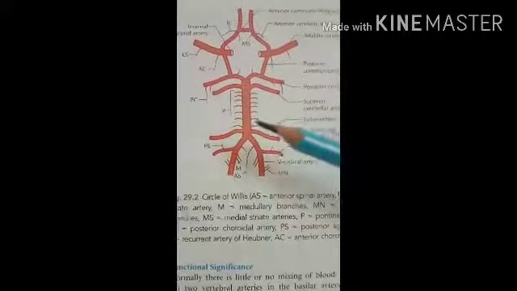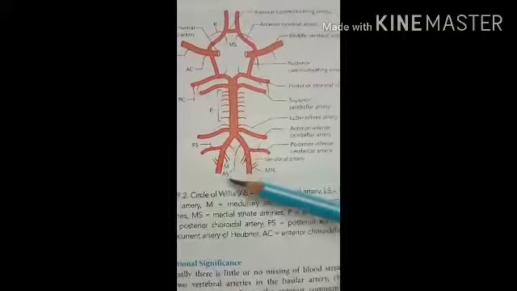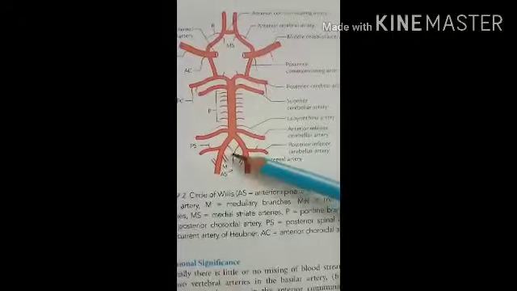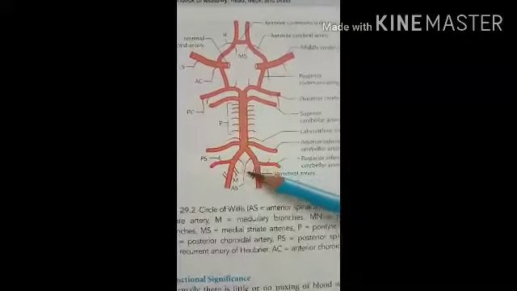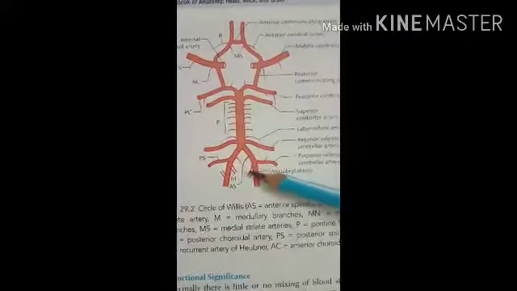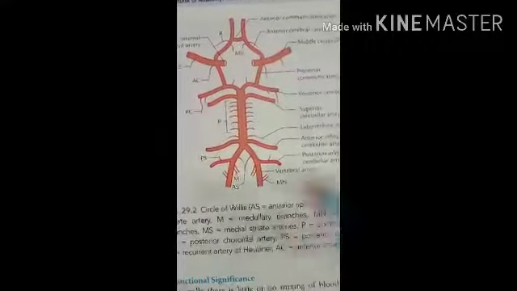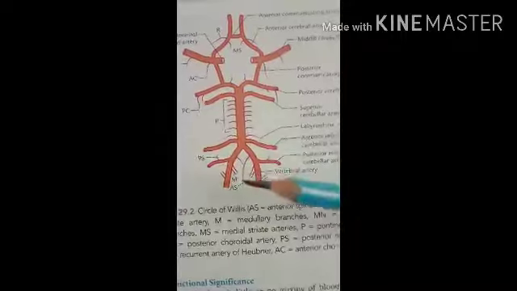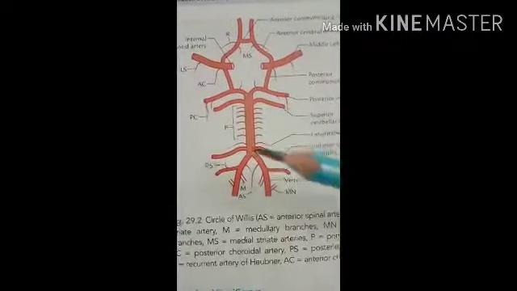Then the posterior spinal artery, which is present posterior to the anterior spinal artery. It is the mirror image of the anterior spinal artery, and it enters the posterior median sulcus and supplies the posterior part of the spinal cord. Apart from this, the segmental arteries also supply blood to the spinal cord.